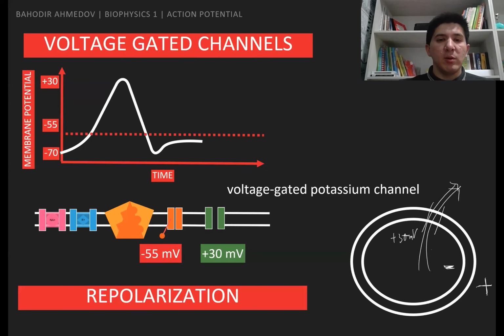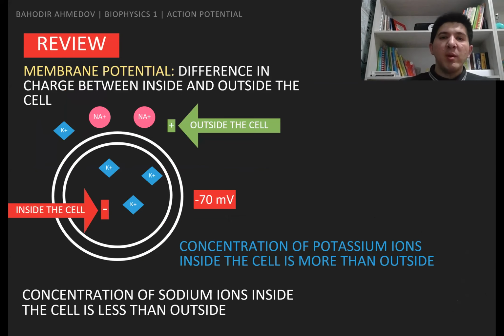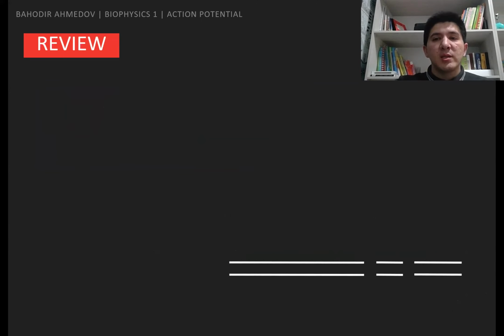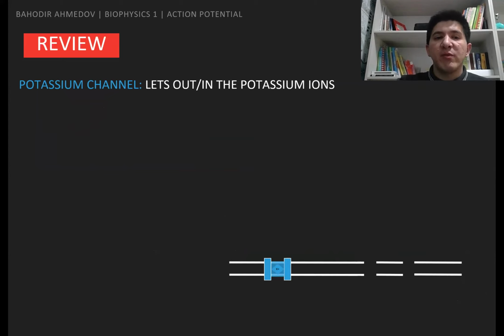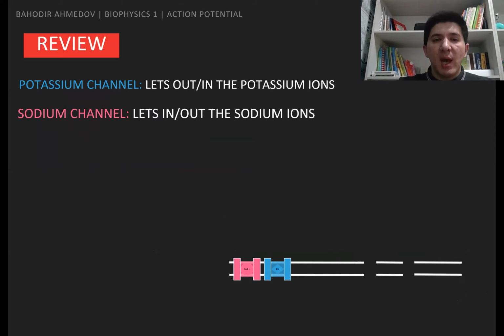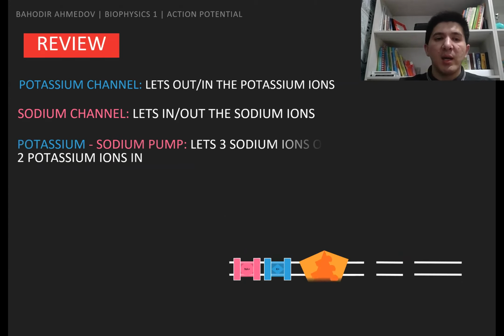So let's review. The membrane potential is the difference in charge between inside and outside the cell. The concentration of potassium inside is much higher than the concentration of potassium outside the cell. The concentration of sodium ions inside is less than the concentration outside the cell. We have talked about 5 different types of channels. There are many others, but these are the important ones. The potassium channels let potassium ions out and in. The sodium channels let sodium ions in and out.